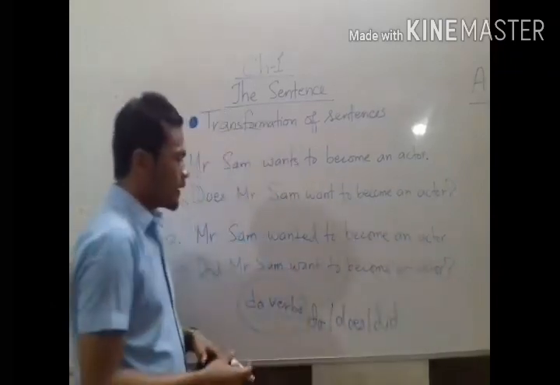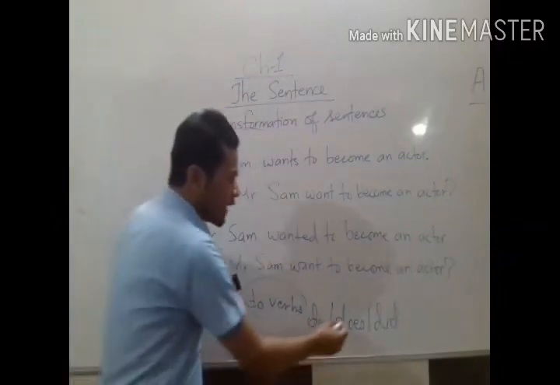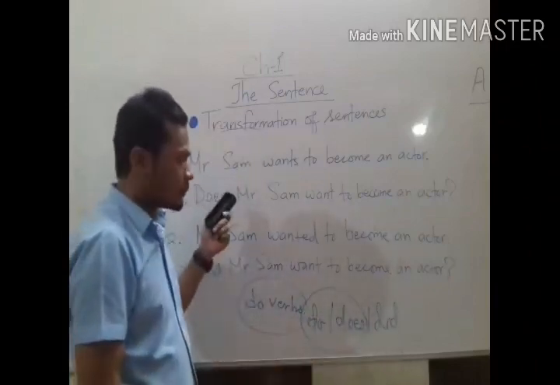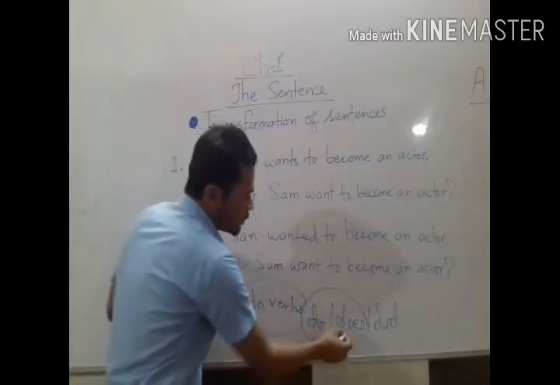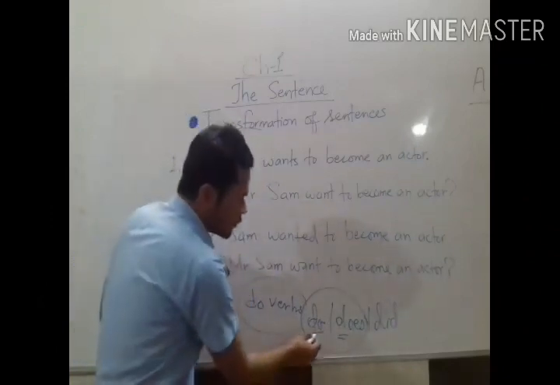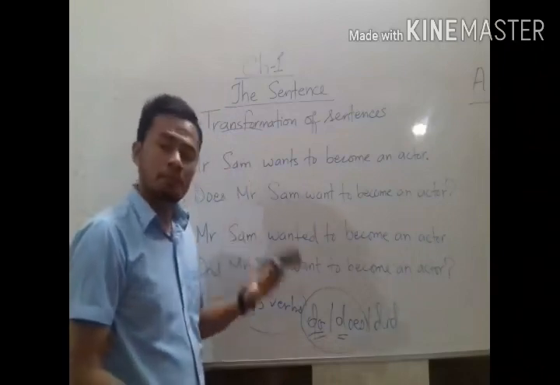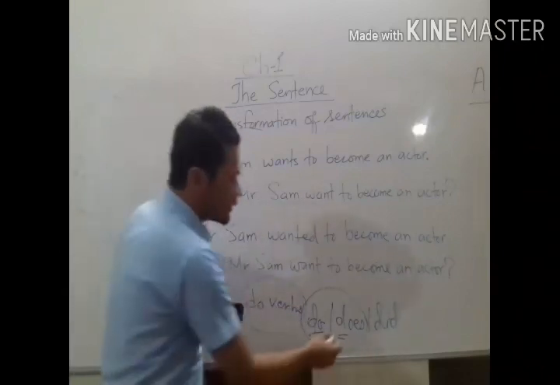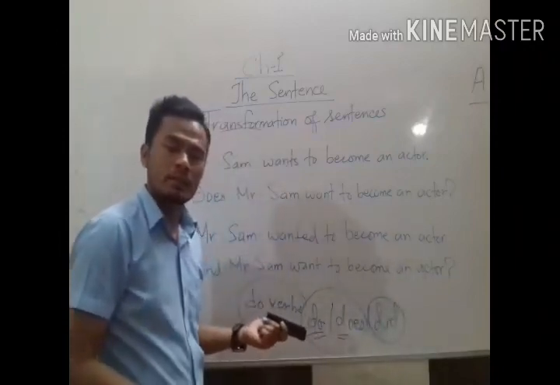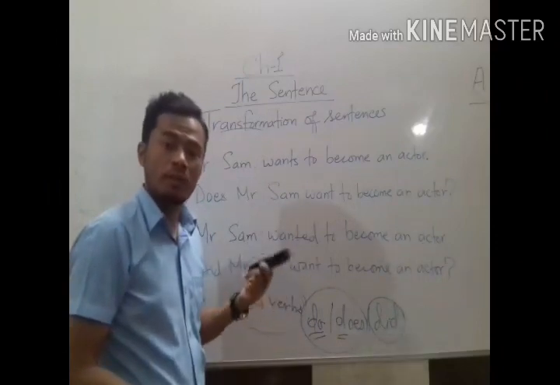So here, if the sentences are in simple present tense, we have to use do or does. It depends upon the subject. If the subject is singular, then we have to use does. If the subject is plural, then we have to use do. Now, if the sentence is in simple past tense, we have to use did. Whether the subject is singular or plural, it doesn't matter. We have to use did with both singular and plural subjects.